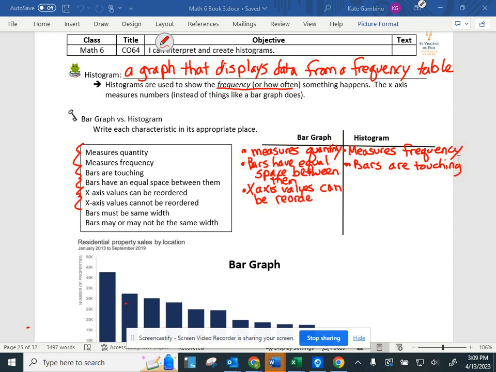Or if we're thinking about how many people like football, how many people like soccer, how many people like basketball. Doesn't matter if I put football first or if I put basketball first, or it can be reordered. Whereas a histogram, the x-axis values cannot be reordered.